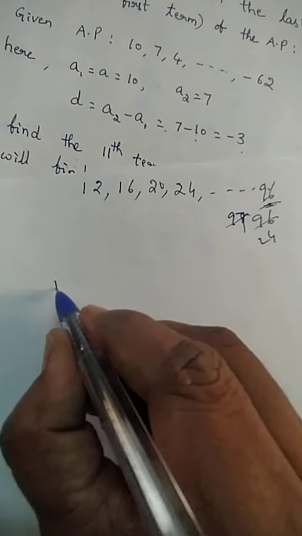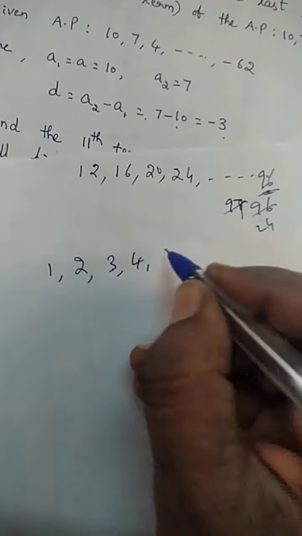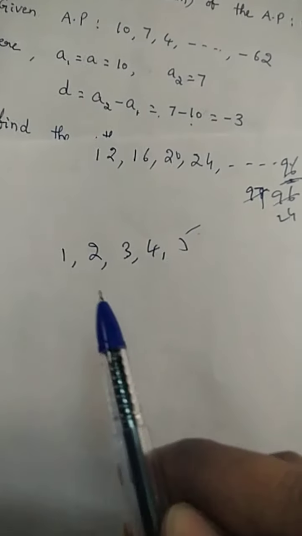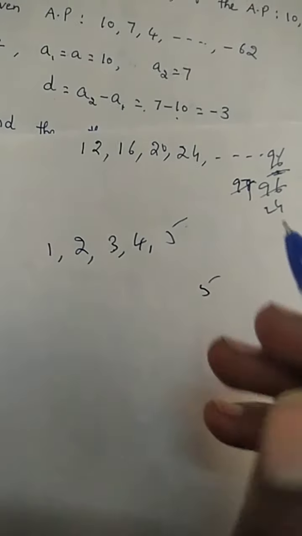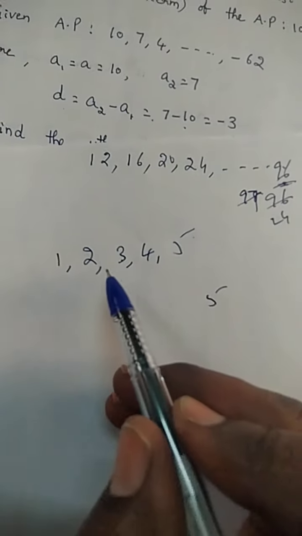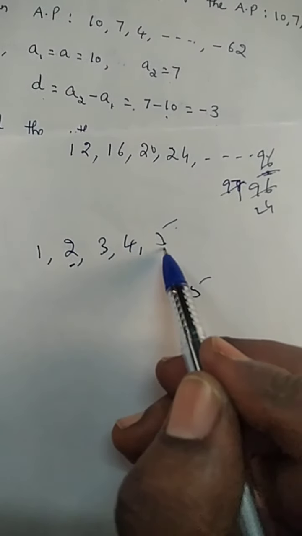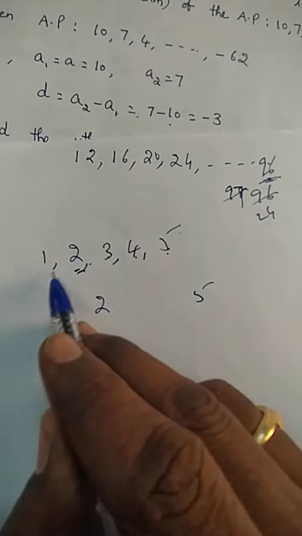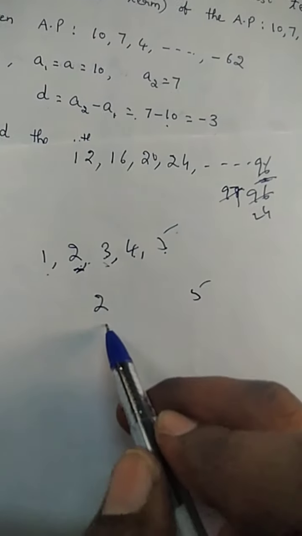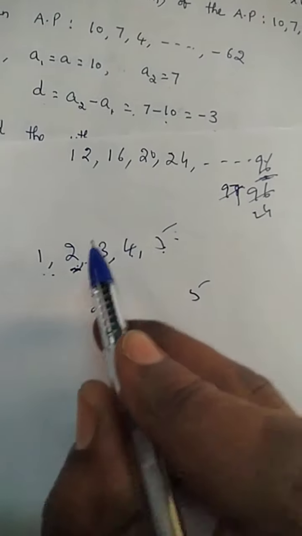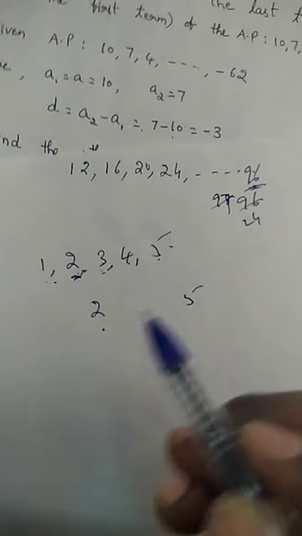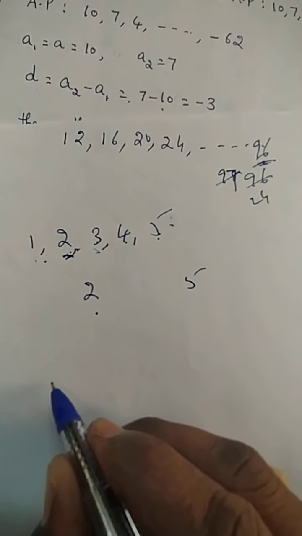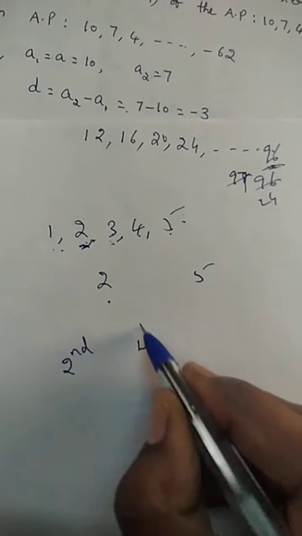Let me clarify with an example. Take 1, 2, 3, 4, 5. Just 5 terms are there. The fourth term from the last means 2. From the last, not from the first: 1, 2, 3, 4. It is 2. From the first, which term is it? The second term. From the first, it is the second term; from the last, it is the fourth term.